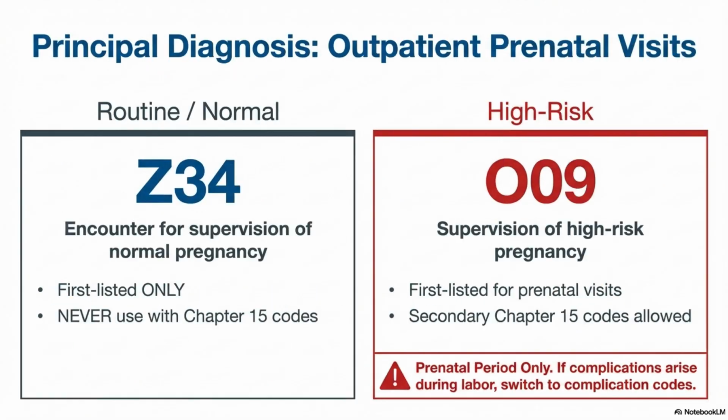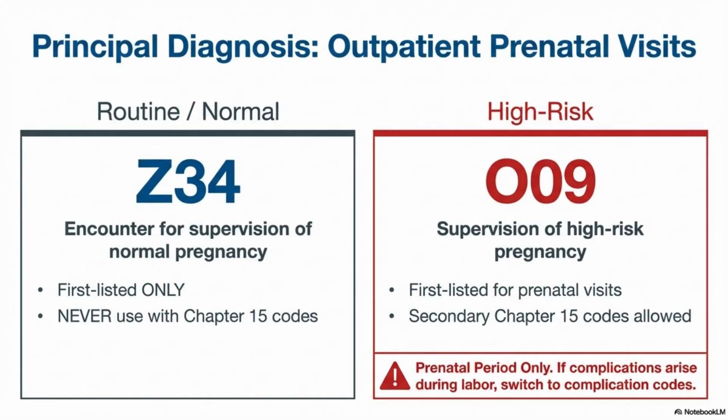For routine prenatal care with no complications, the principal diagnosis is Z34, encounter for supervision of normal pregnancy. Key reminders: it is always first listed. It is never used with Chapter 15 complication codes. It applies only during the prenatal period.